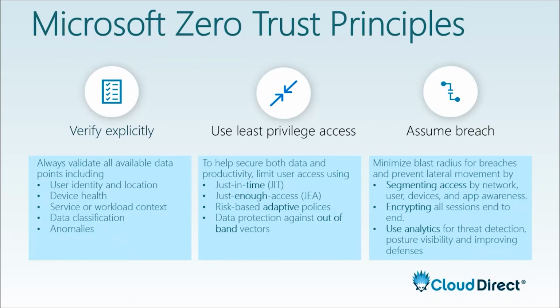And the other thing is assume breaches. So assume that at some point a system is going to be exploited, in which case, how do you limit the impact of that? So segmenting access by network, users, devices, and app awareness, encrypting all sessions end to end, and using analytics so you can actually tell when something has been breached as well. So these are all zero trust principles, and they flow down into a DevSecOps approach.